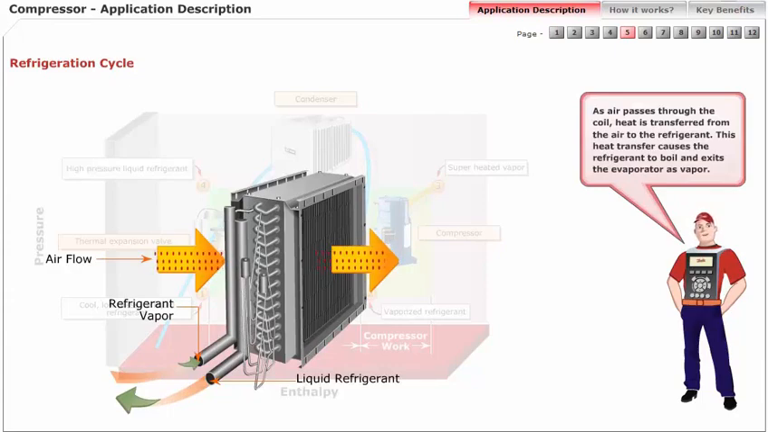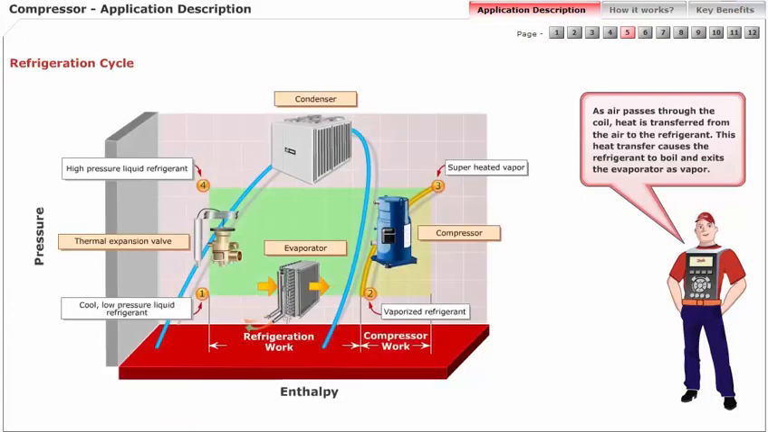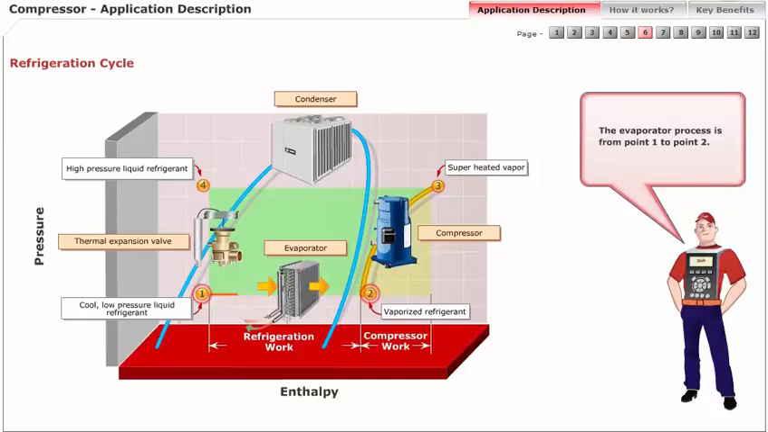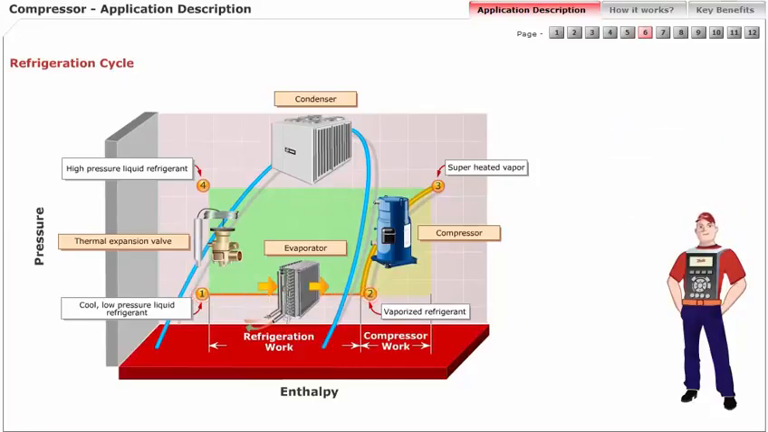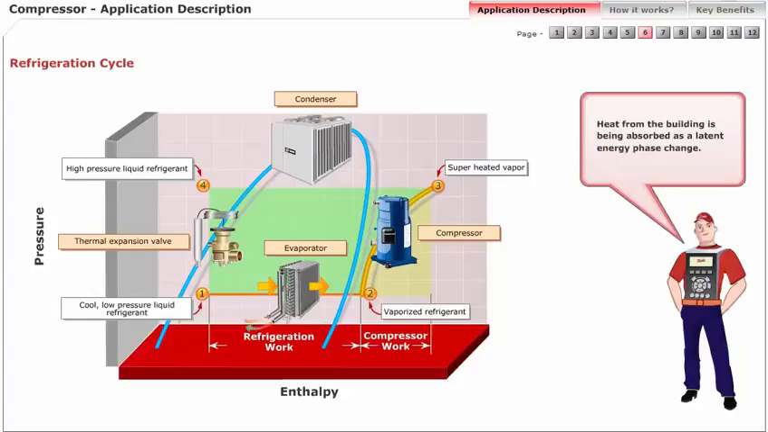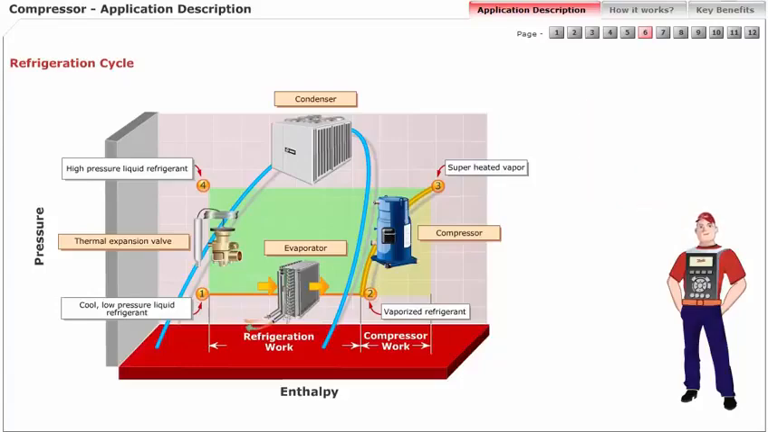This heat transfer causes the refrigerant to boil and exit the evaporator as vapor. The evaporator process is from point 1 to point 2. Heat from the building is being absorbed as a latent energy phase change.